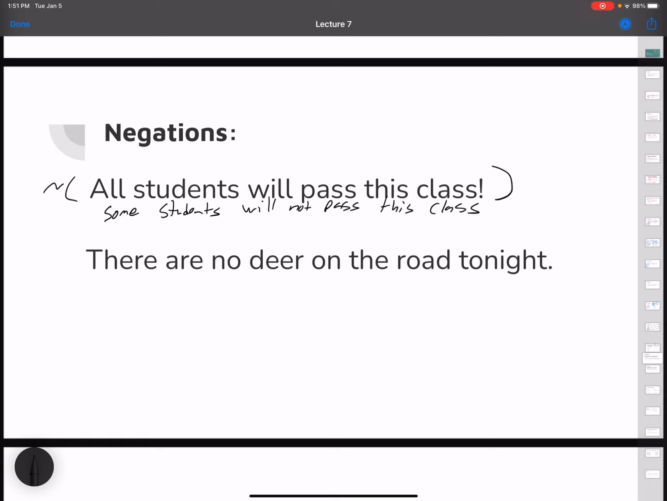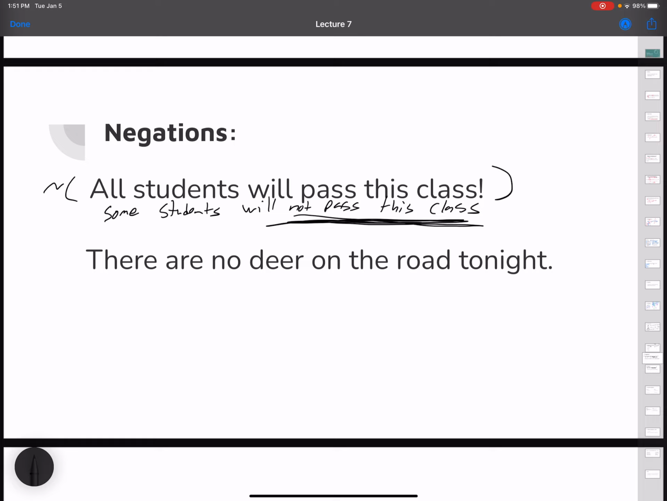It implies that if you were to use the word all, it would not be true. And then in converse, the negation to some is going to be all. And then in the second part here, will pass this class changes to will not pass this class.